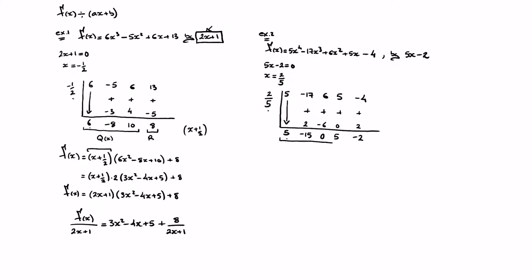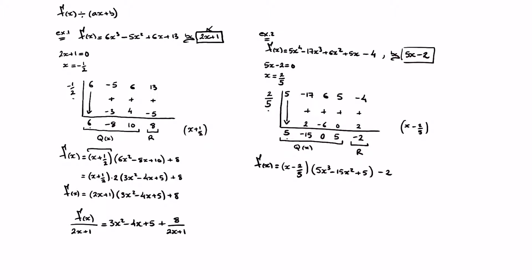And so we now have a quotient polynomial, q of x, as well as the remainder, r. And once again, we need to be very careful and realize that here we have just found the quotient polynomial for division by x minus 2/5. But we're looking for the quotient when we divide by 5x minus 2. So we'll see how this is done right away. We can write f of x equals x minus 2/5 times the cubic 5x to the power of 3 minus 15x squared plus 5, minus 2.